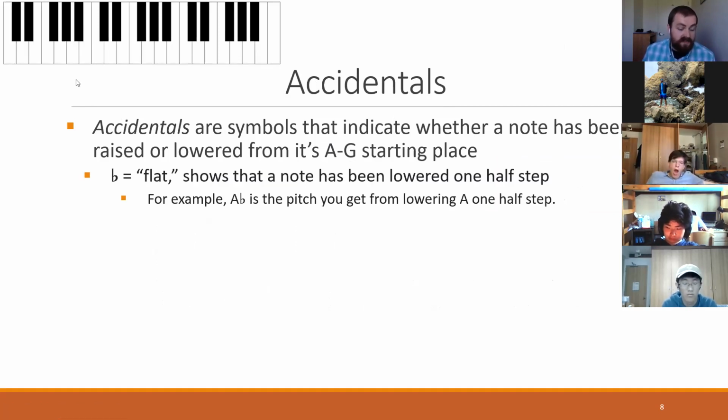This is just going to involve some memory and repetition. This little symbol that looks kind of like a weird cursive B, we call a flat. It shows that a note has been lowered a half step. It's flat. Think of taking a rock and grinding it down to powder to lower its height, making it flat. For example, if we see A with a flat next to it, this is the pitch that you get on the keyboard from lowering A a half step. So the middle black key here of these 3 black keys could be called A flat. We have lowered A a half step.